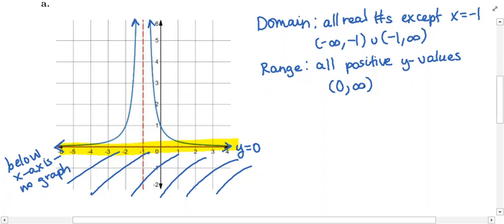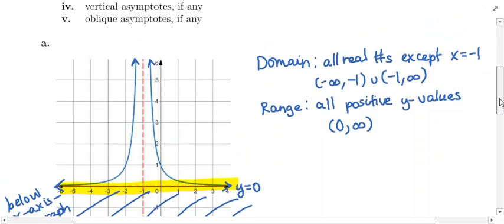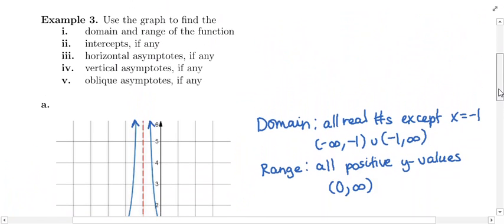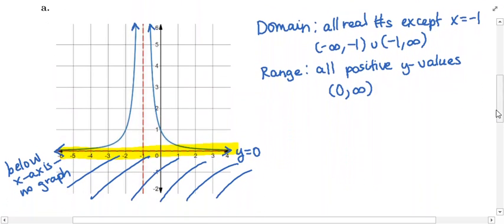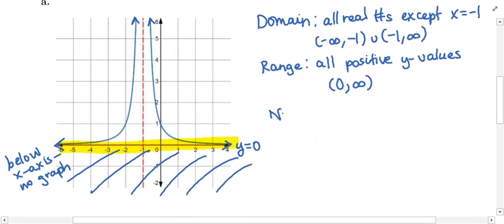Your y values have to be strictly positive. All right, so that was domain and range. Intercepts, that's the next thing we need to write down, and that means both x-intercepts and y-intercepts. If we do a quick scan of the x-axis, you can see that the blue graph never intersects or crosses the x-axis. So as a result, there are no x-intercepts.